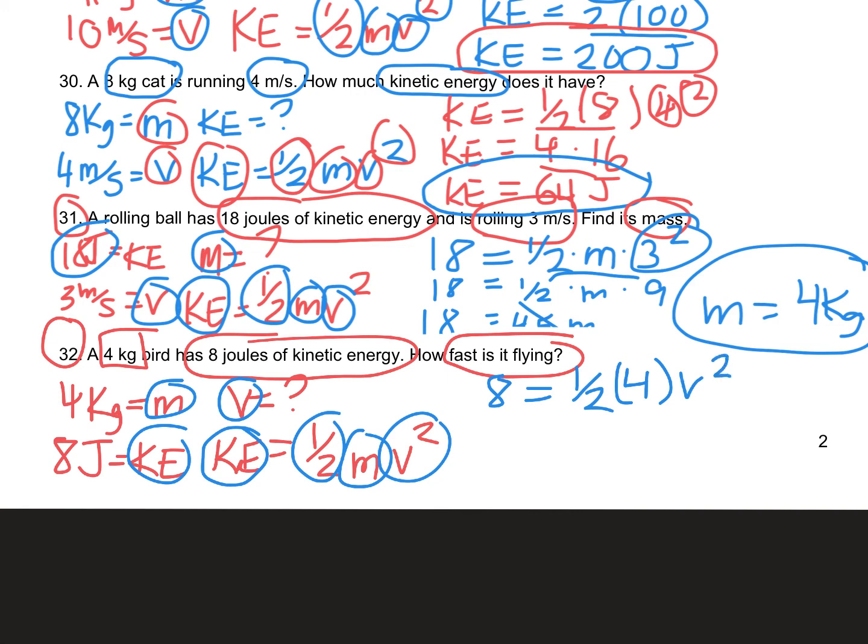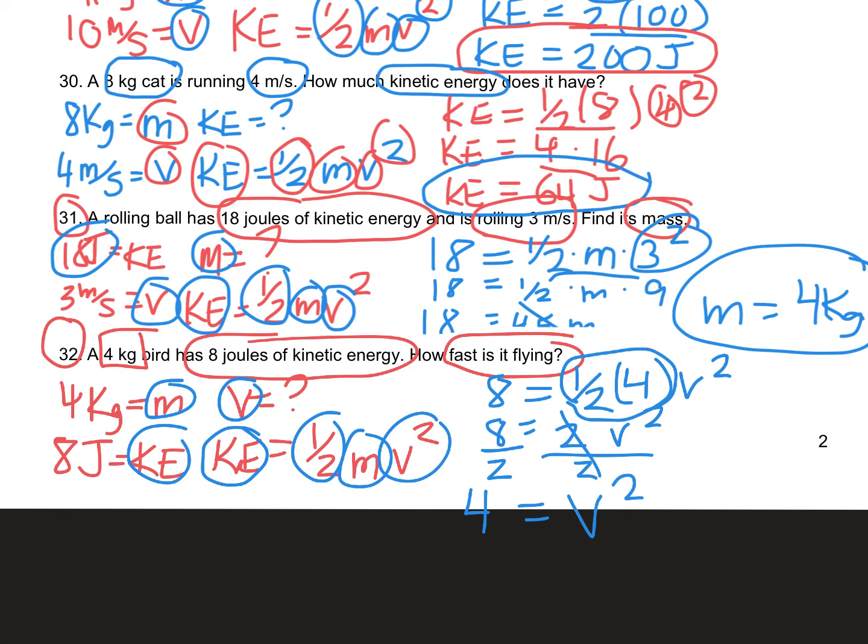Now that I have that, let's simplify to solve for v. I'm going to bring 8 down, and next I'm going to do 1/2 times 4. 1/2 times 4 is 2, and I have v squared left. Let's get rid of the 2 so v squared becomes alone. I'm going to divide 2 to both sides. 2 cancels out, and I'm left with v squared equal to 8 divided by 2, which is 4.